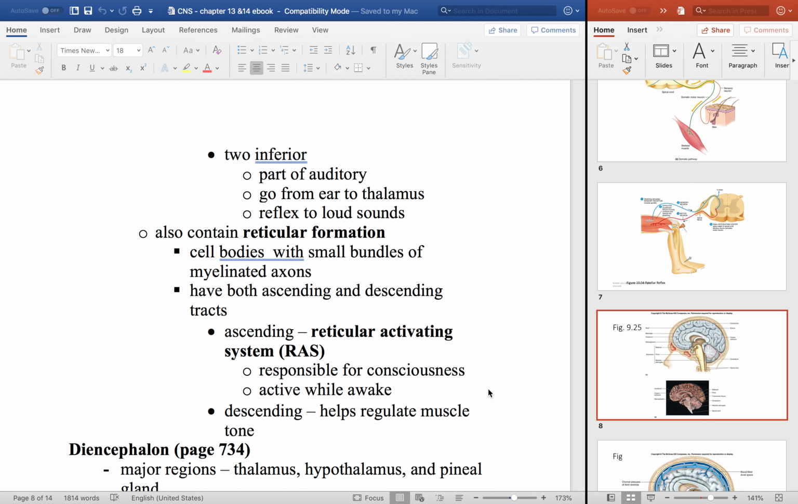It is active while we are awake, but when we go to sleep, it controls what goes up to the cerebrum. So mainly whenever we think about the ascending tract, it's waking up the cerebrum if we want to become conscious. In coma patients, they cannot wake up the cerebrum. The descending tracts help regulate muscle tone. Let's go back to waking up the cerebrum.